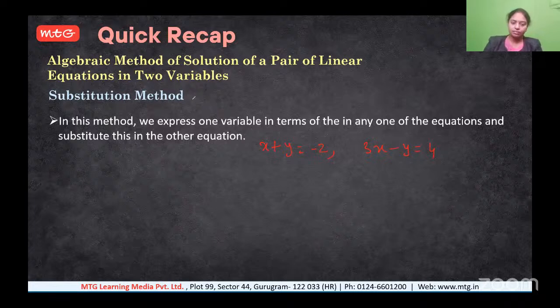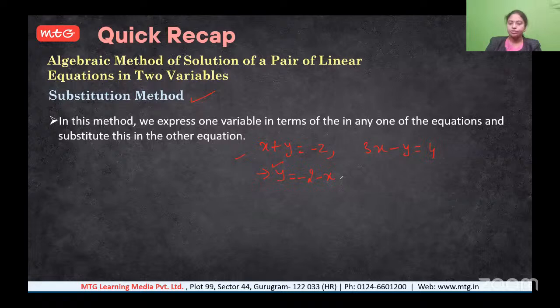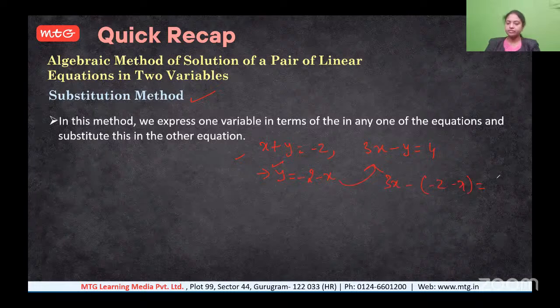Now, in the substitution method, I will find the value of one variable in terms of the other. Suppose I'm using the first equation. From this, I find the value of y as -2 minus x. Now, this value I will substitute in the second equation as 3x minus (-2 minus x) equals 4.